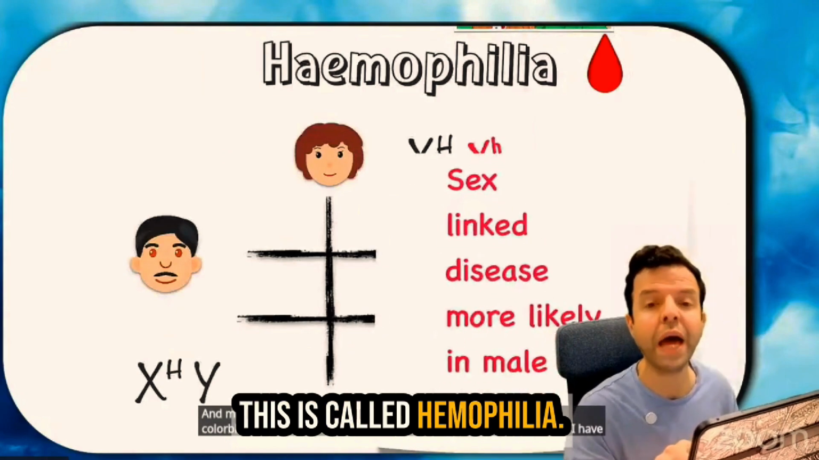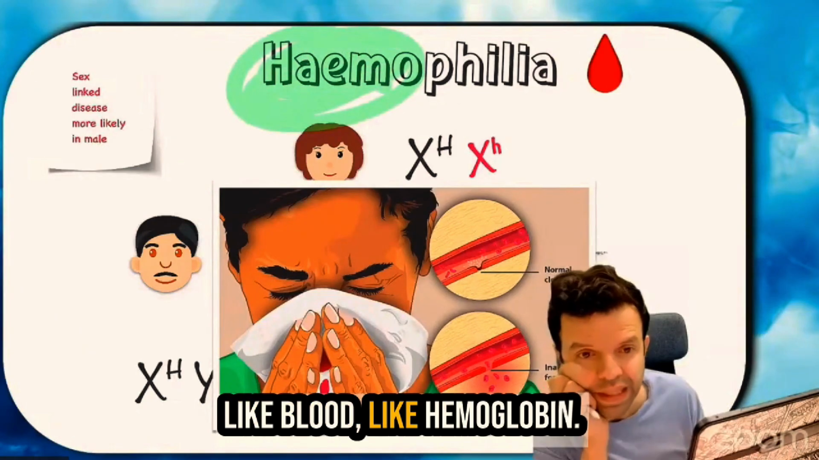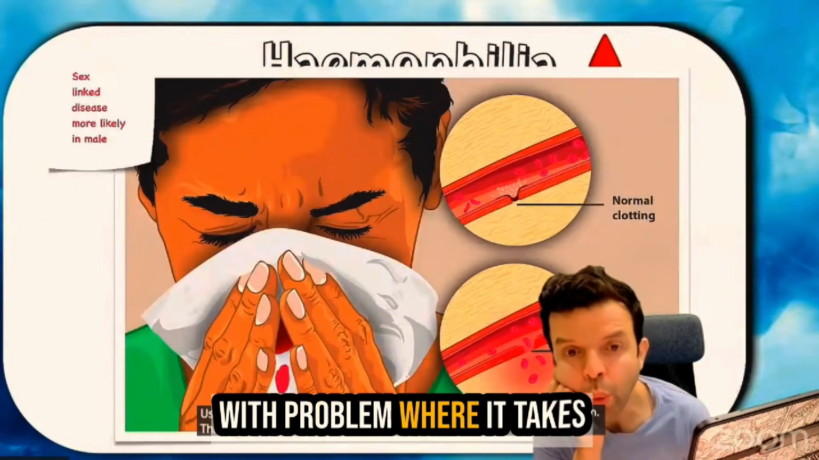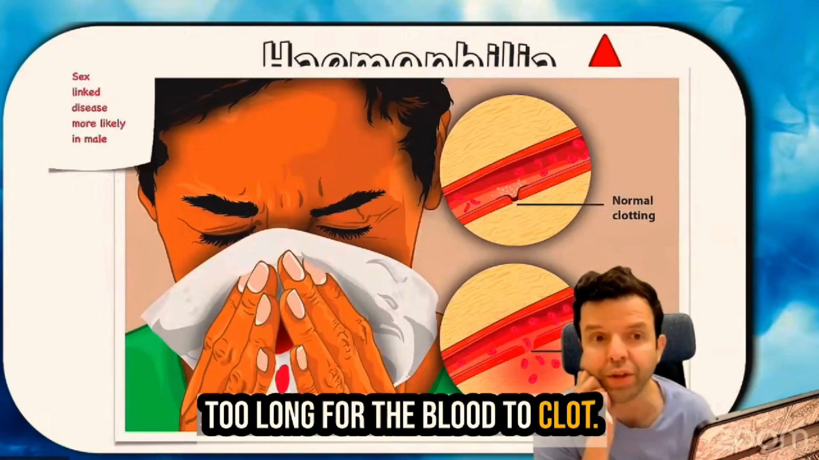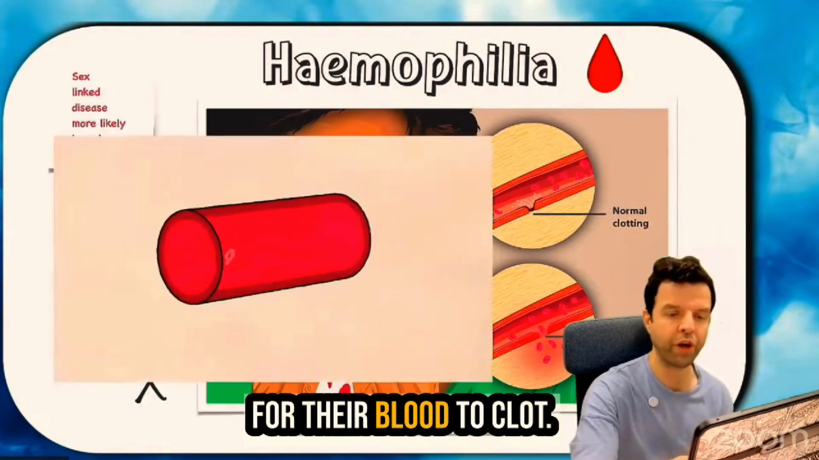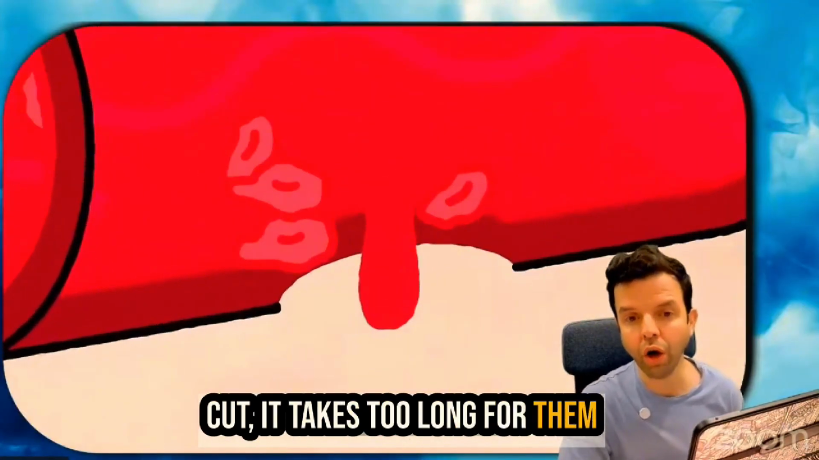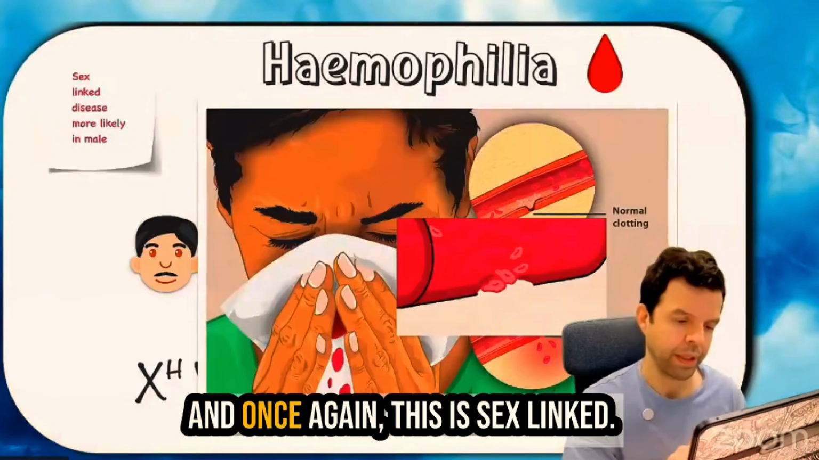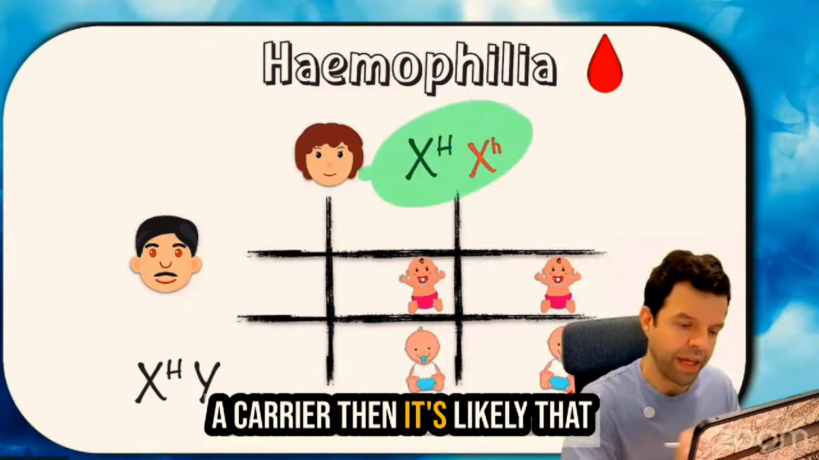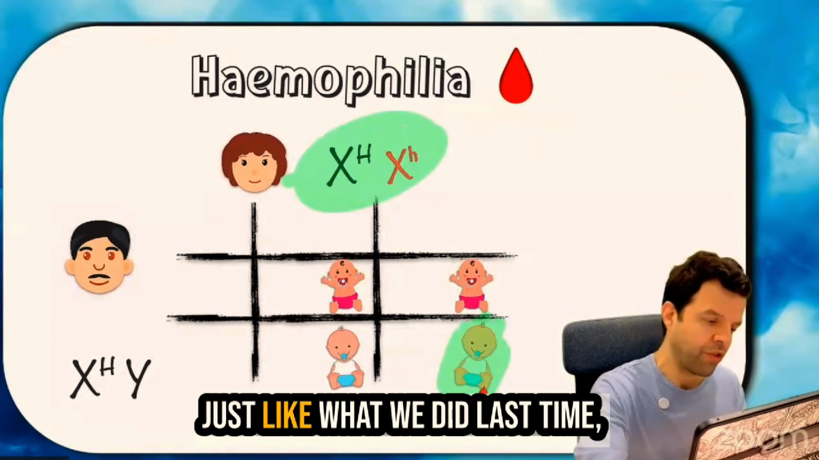This is called hemophilia. Usually when I see a word starting with hem, that's like blood, like hemoglobin. This is a case of people born with a problem where it takes too long for the blood to clot. They're missing one important factor necessary for their blood to clot. Whenever they have a skin cut, it takes too long for them to form the blood clot. And once again, this is sex-linked. In other words, if the mom is a carrier, then it's likely that one of her male children is going to inherit the disease. Just like what we did last time.